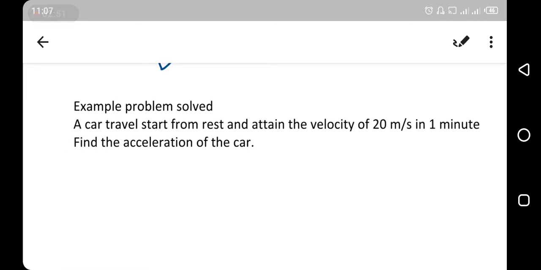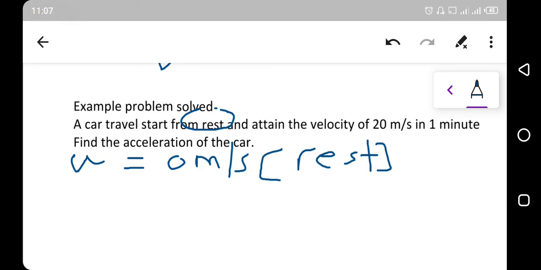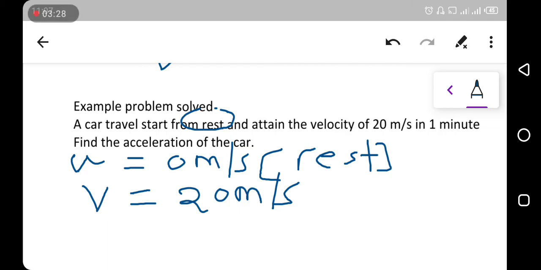Example problem: a car travels from rest and attains a velocity of 20 meters per second in 1 minute. Find the acceleration of the car. The car starts from rest, so the initial velocity U equals 0 meters per second. The final velocity V is 20 meters per second, and the time T taken is 1 minute.